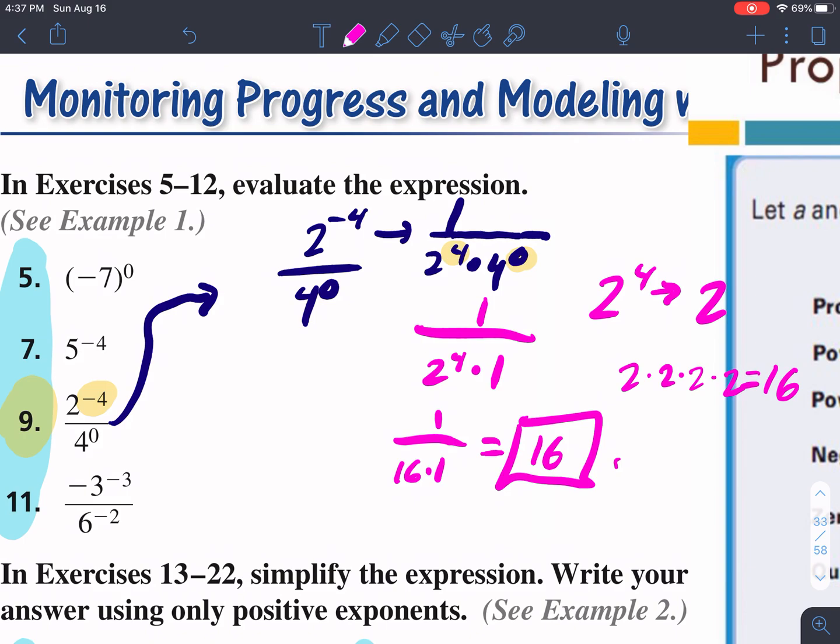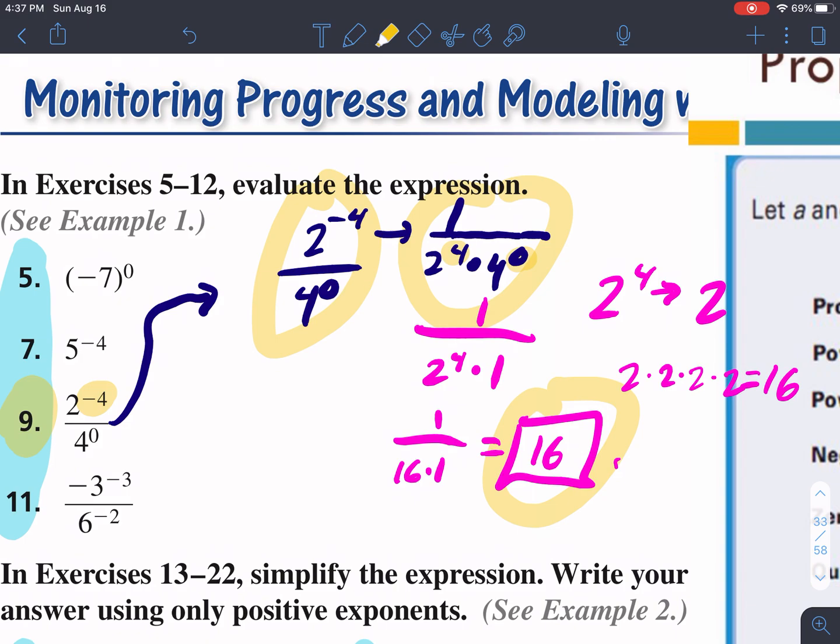So that's your final answer. Pretty much good to go. If you're good at mental math, you don't have to do all these steps. I'm okay if you went from here to here and then got the answer. You don't have to do all these steps. I'm just trying to be very descriptive for you guys.